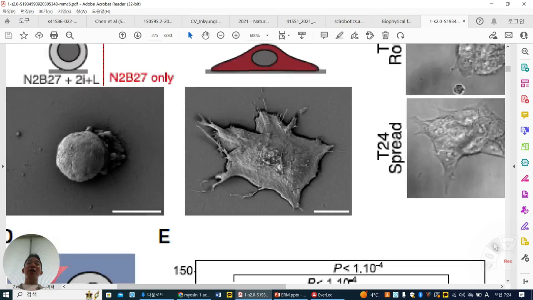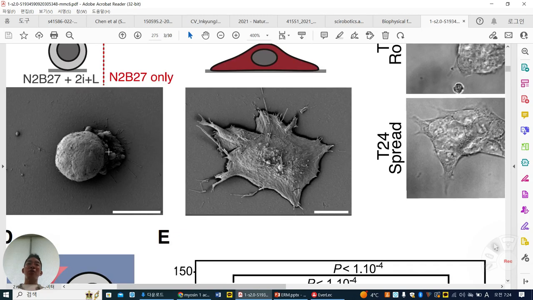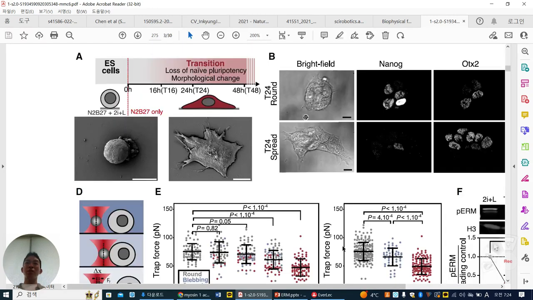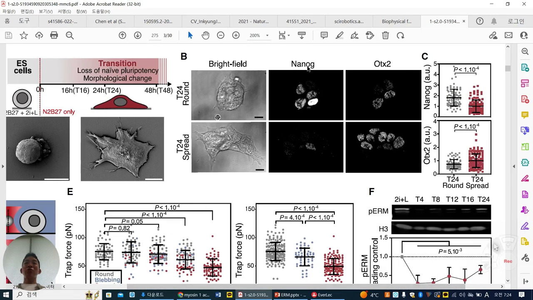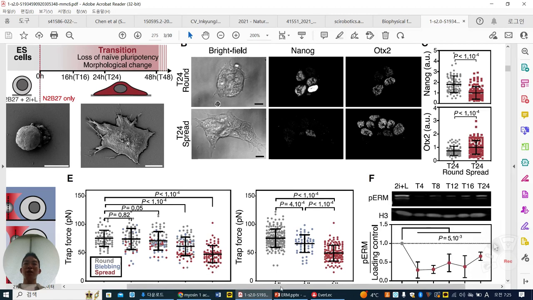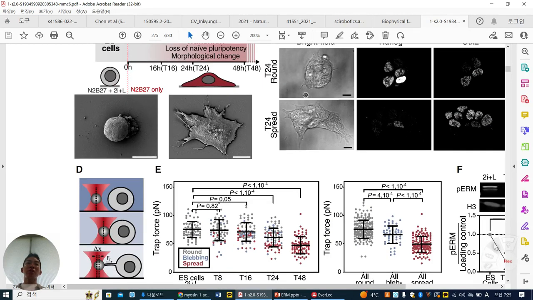So they feel that, oh, it might be that on the spreading cell the membrane tension decreases, because they mentioned that blebbing and reservoir morphology are markers of cell membrane tension decrease. So they check Nanog, which is an ES stem cell marker, and OTX2, which is a differentiation marker. You can simply imagine, this is enhanced here. So there's their quantification.